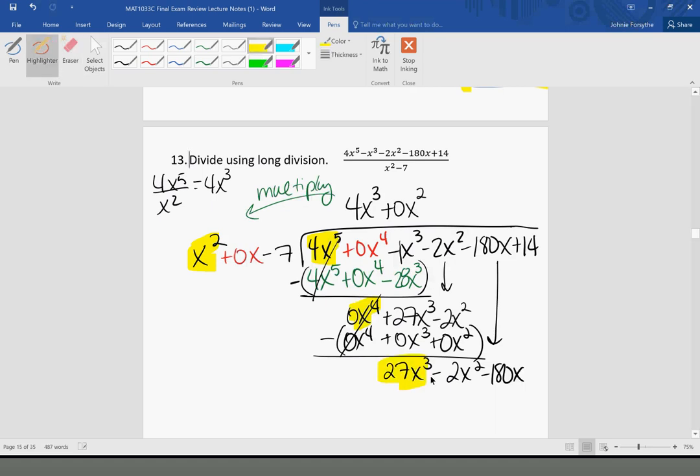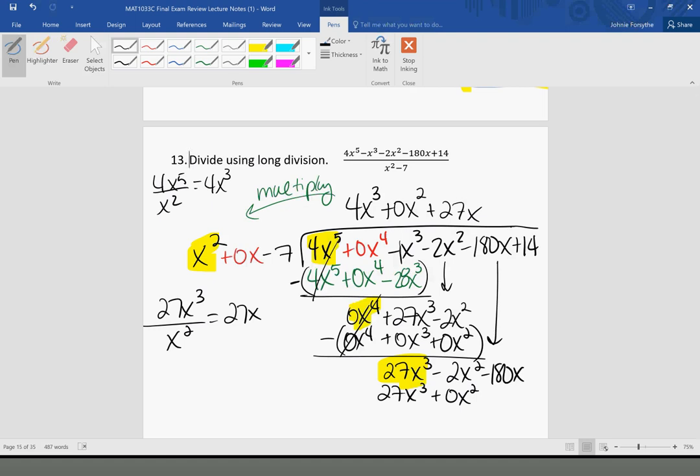Leading terms. So 27x to the third divided by x squared is going to give me 27x. And then we're going to multiply. 27x times x squared is 27x to the third. 27x times 0x is going to be 0x squared. And then 27x times negative 7 is negative 189x.